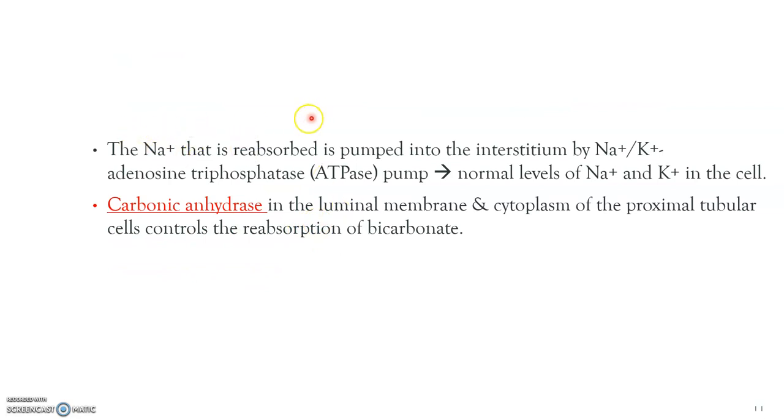So the sodium that is reabsorbed is pumped into the interstitium by the sodium potassium adenosine triphosphate pump, and this will lead to normal levels of sodium and potassium in the cell. So we have carbonic anhydrase in the luminal membrane, and also in the cytoplasm of the proximal tubular cells. So this will control the reabsorption of bicarbonate. Carbonic anhydrase is responsible for controlling the reabsorption of bicarbonate.